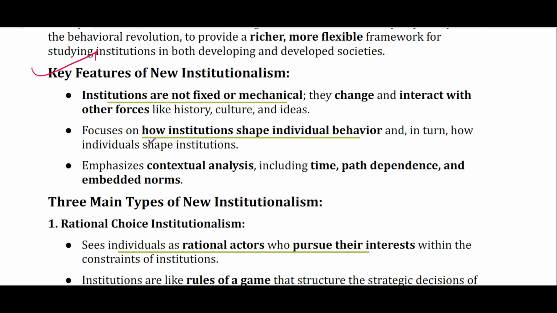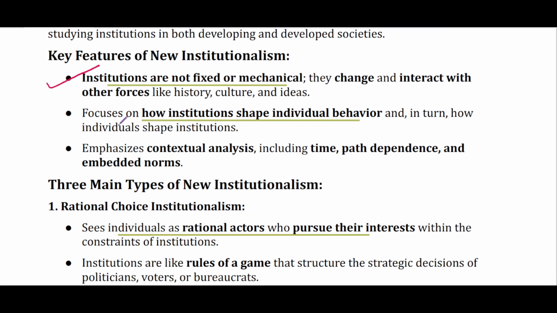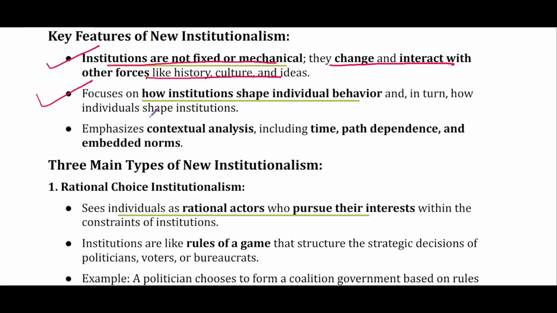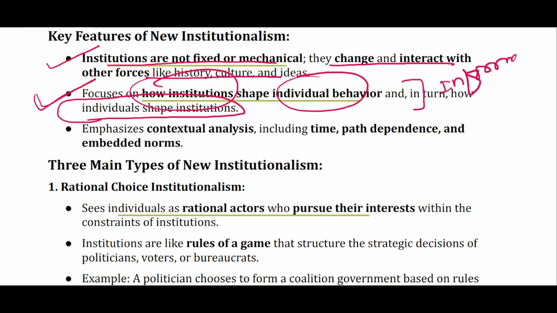Now, the key features of new institutionalism. First feature: new institutionalism considers that institutions are not fixed or mechanical. They evolve, they change, and interact with other forces, other dimensions like history, culture, and ideas. The second feature is that new institutionalism focuses on how institutions shape political behavior and how individuals shape institutions. So here, the informality, which was absent in traditional institutionalism, was brought in via backdoor entry.